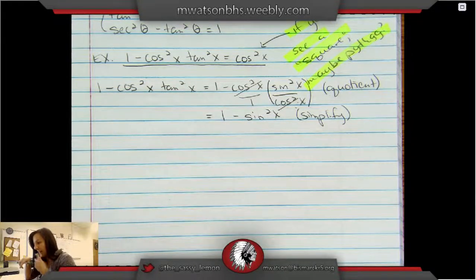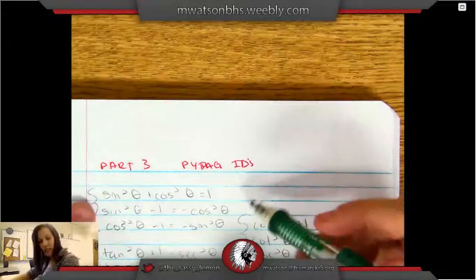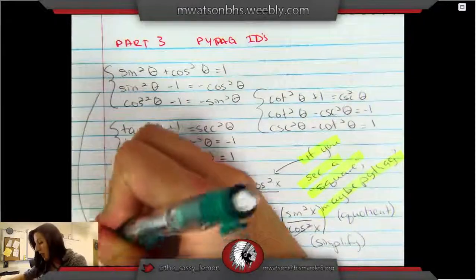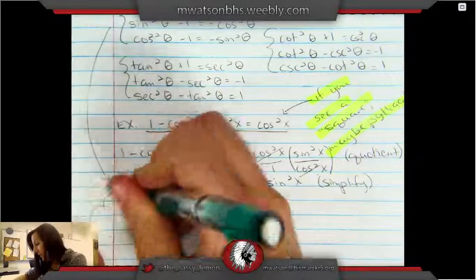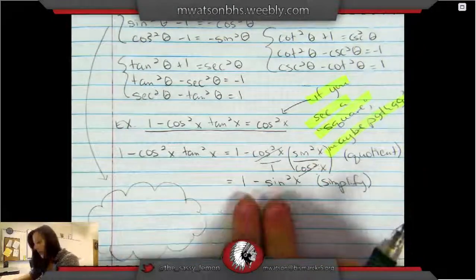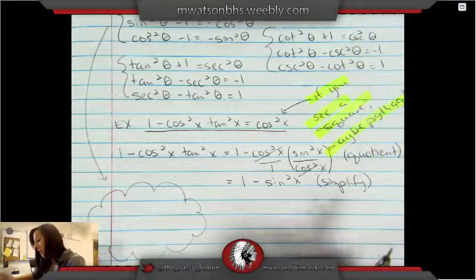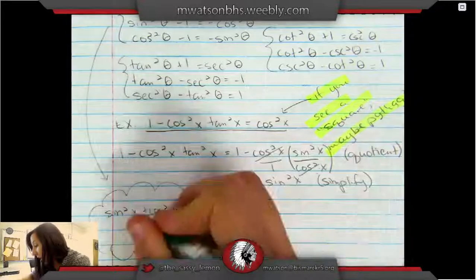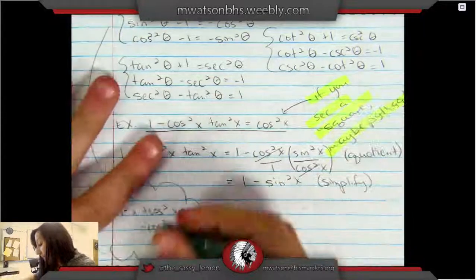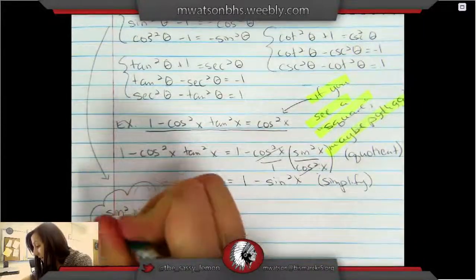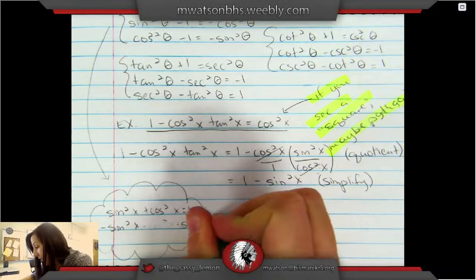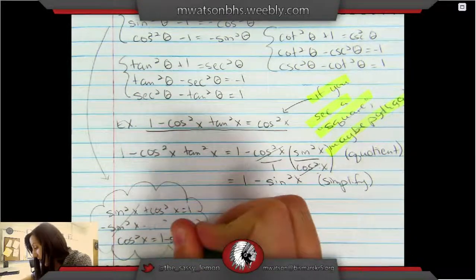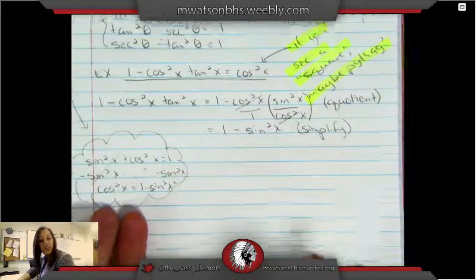Okay, so let's think about this. If I look up at my original identities, this one right here, and I manipulate it a little bit, I'm going to do this work down here in that blank spot. I'm going to manipulate this identity so that I can get 1 minus sine squared x on one side of the equal sign. So I'm going to start with sine squared x plus cosine squared x equals 1. I'm going to subtract sine squared x from both sides. And I'm going to end up with cosine squared x equals 1 minus sine squared x.